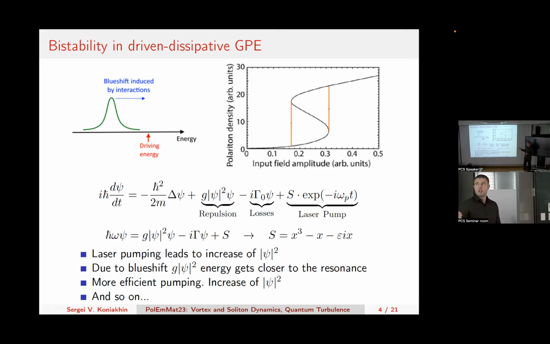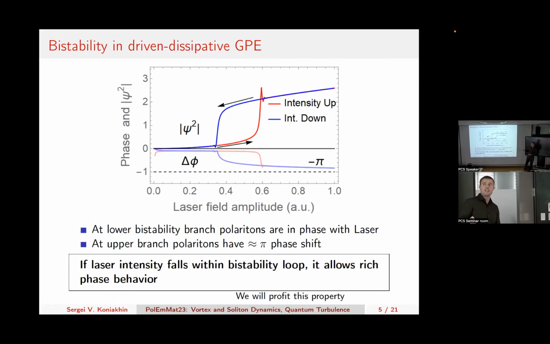And once we reach some point, we have an abrupt jump in intensity. We are now acting in resonance. And what happens with the phases in such a procedure? While we are going up in the laser intensity, we are following this curve of psi square, of density of polaritons, and the phase is going like here. So when we are at the bottom branch of bistability, we are in phase with the laser. We are acting in linear regime.